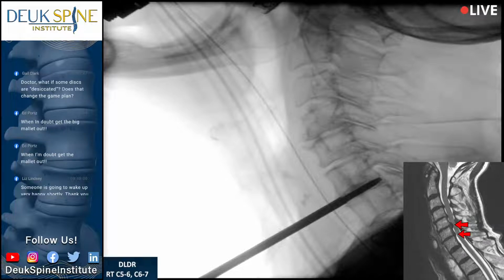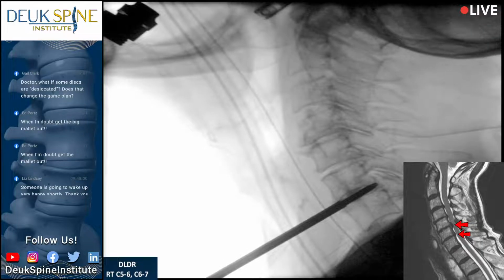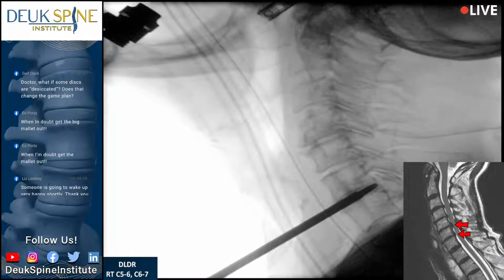Thank you, sir. So what we're doing is distracting the disc space because it is a degenerated disc. And by pulling on the neck, slight extension, it's going to help get the tube in. Watch the tip of the dilator for me, Luis. Let's go.